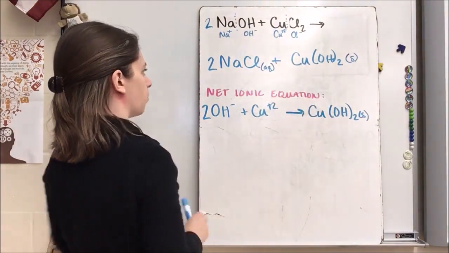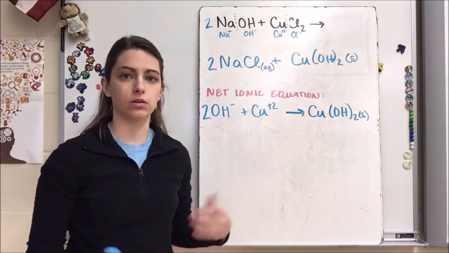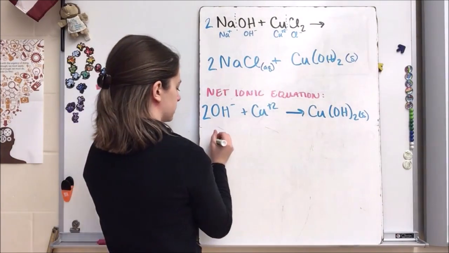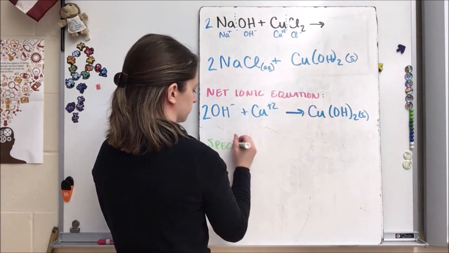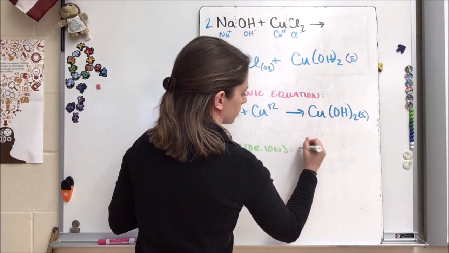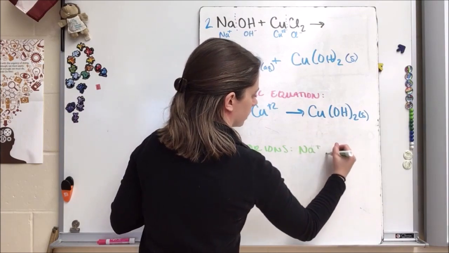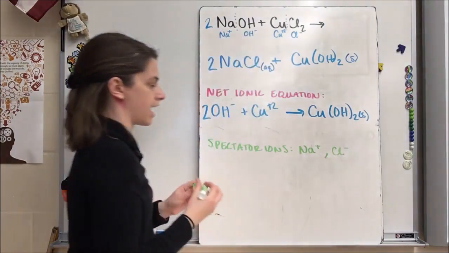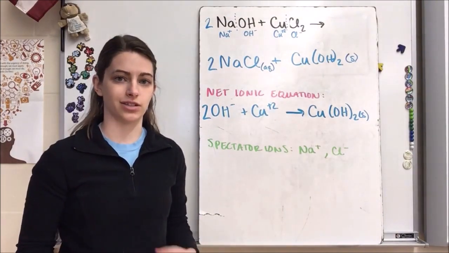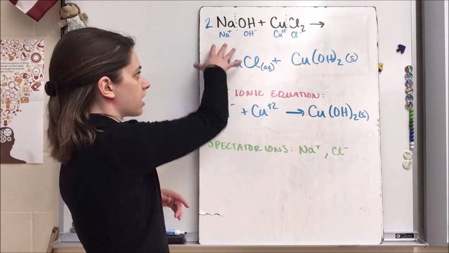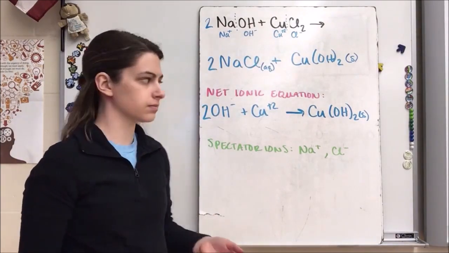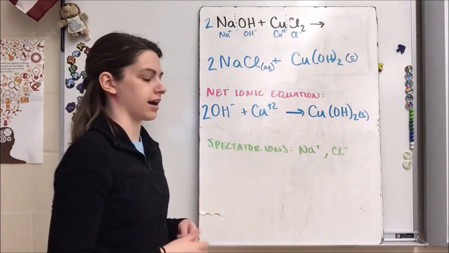Now you might be asking, well, what about our sodium and our chloride? Well, those are considered spectator ions. So we're going to say that our spectator ions are sodium and our chloride ions. And by spectator ions, that just means that they're not participating in the reaction. They don't do anything. They start as sodium and chlorine at the beginning and they stay as separate sodium and chlorine at the end. So this right here would be our net ionic equation.